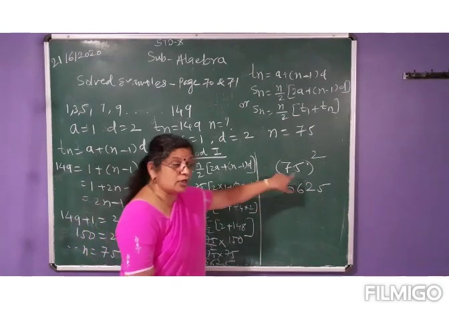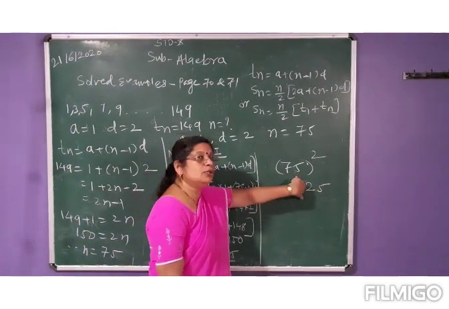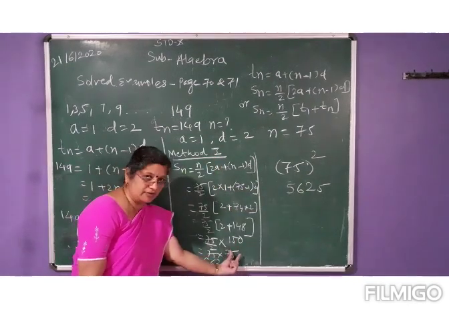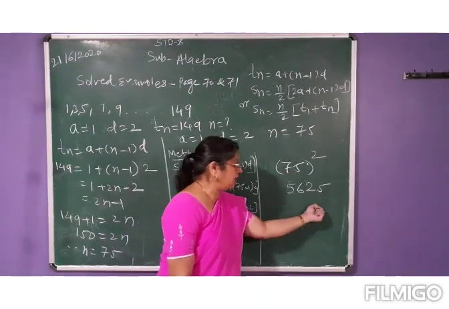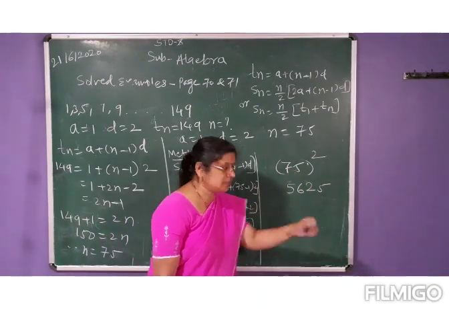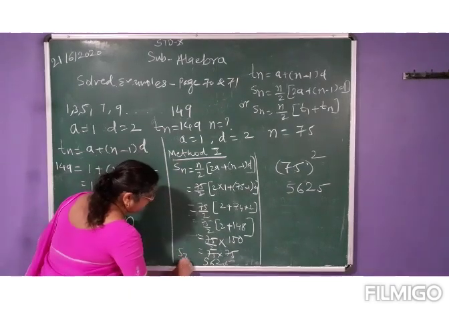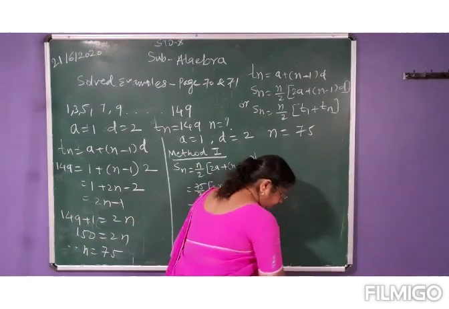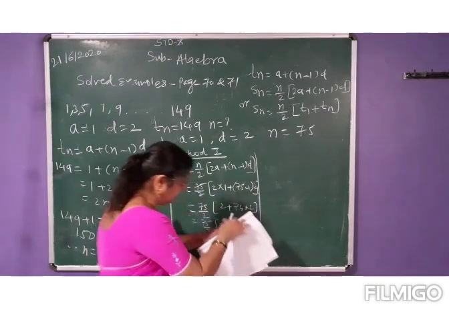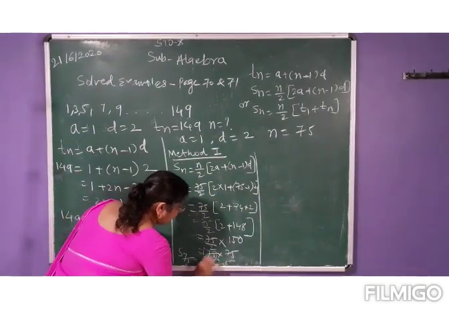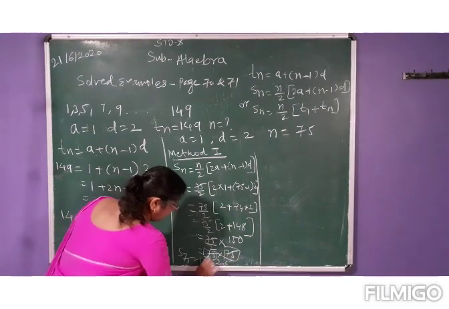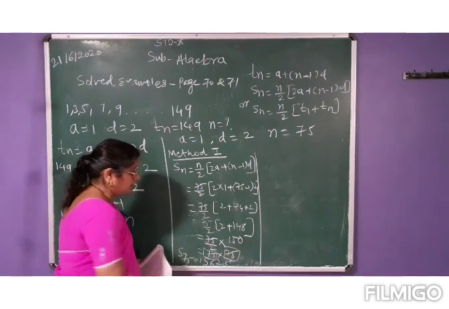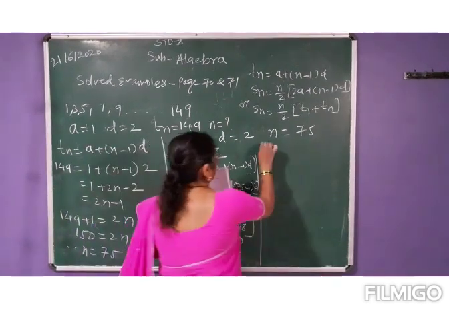Okay, so this is one more trick I have taught you: when 5 is in the unit place, how to square a number. Why am I squaring? Because I got 75 into 75. So 5 square is 25. After 7, 8 comes, so 7 eights are 56. So 5625. So the sum of 75 odd numbers is 5625. Now here in the box, what will you write? 75 into 75. Then what is the answer? 5625 is your answer. And Sn is equal to 75 into this, you will write it down. Okay, now method 2.